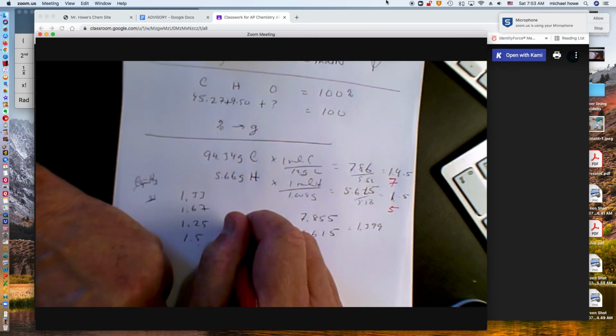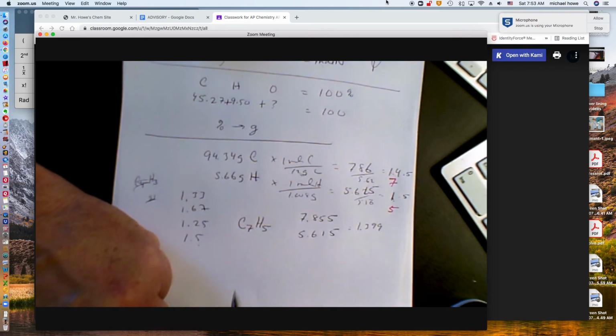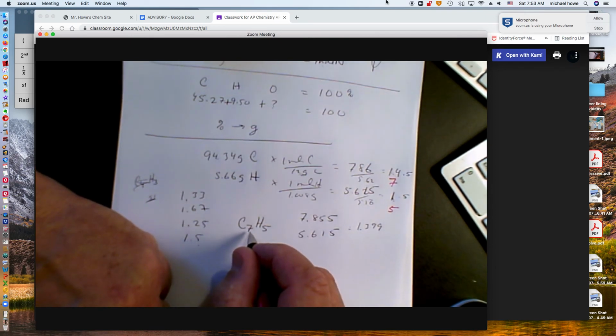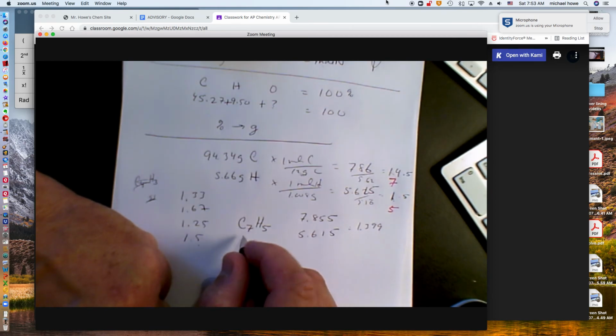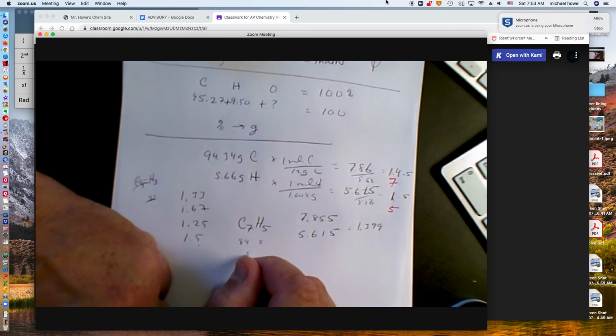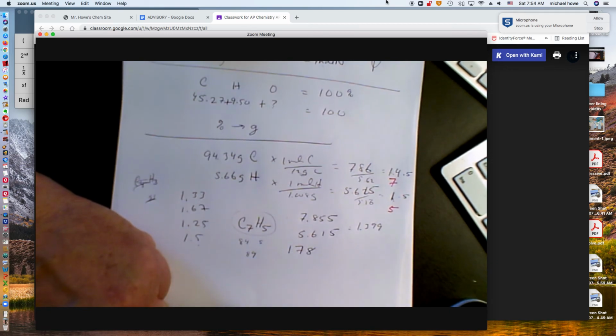So you'd have C7H5. Now it told us in this problem that the molecular weight of the compound was 178. If you do 7 times 12 for carbon, you'd have 84, and 5 makes 89. So the formula mass of this empirical formula is 89, and that doesn't match the 178 that he gave us in the problem.